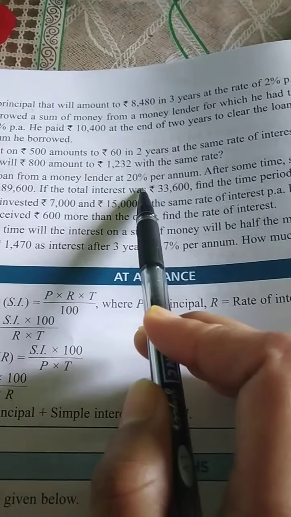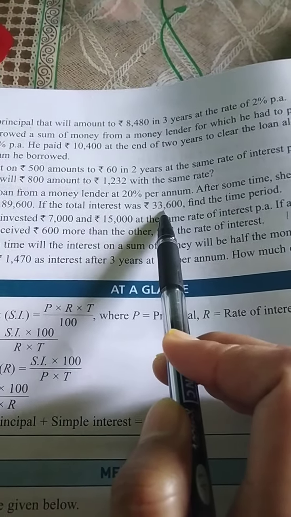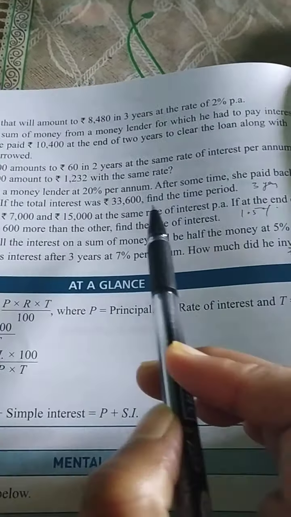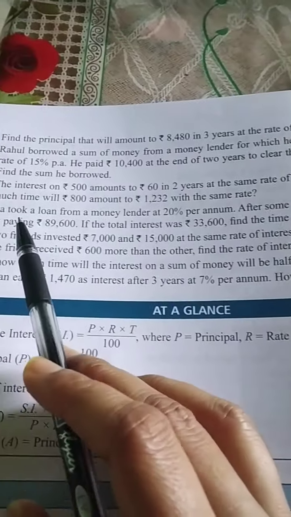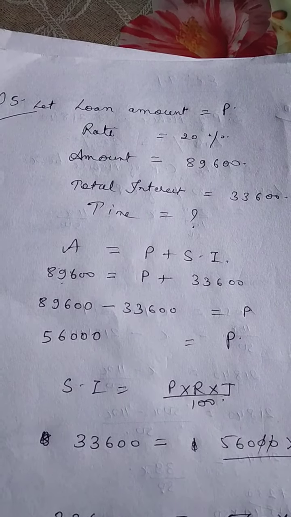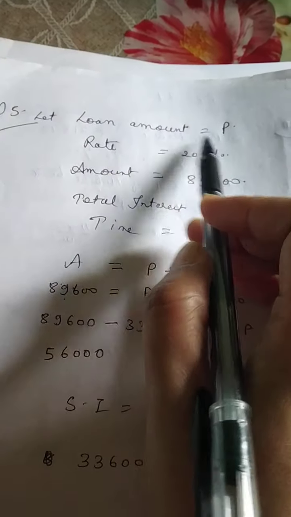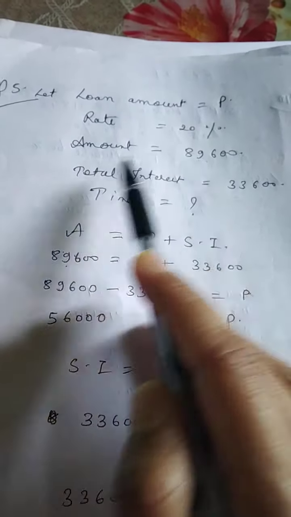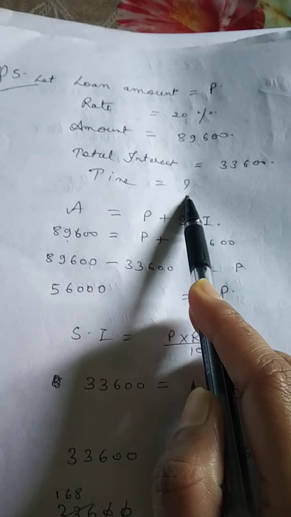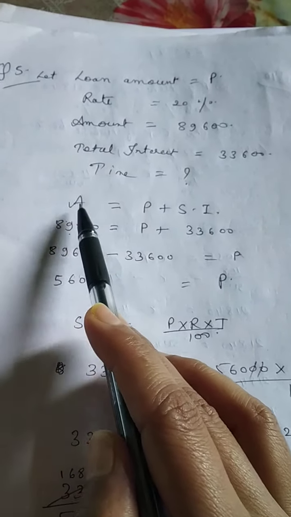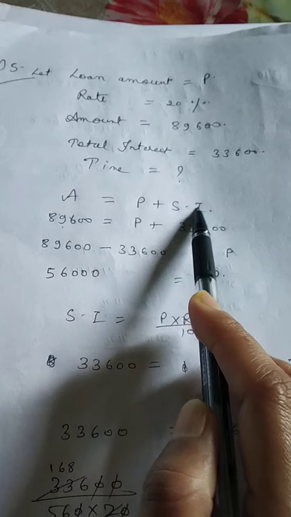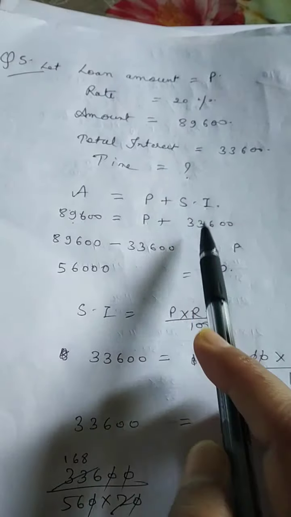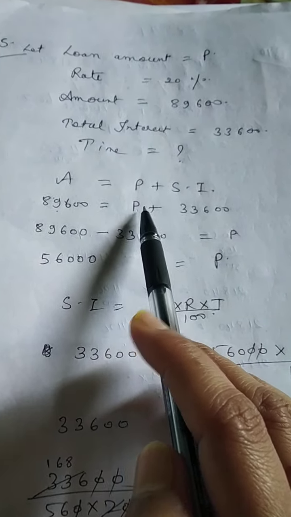If the total interest was rupees this, interest is given here, simple interest is already given in the question, amount is given, rate is given, principal we don't know. Find the time period. We have to find out the time period. Very simple, students, just look at this. We don't know the principal, so let the loan amount be P. Rate is given 20%, amount is given, total interest is also given, time we have to find out. So first of all, by using this formula, amount is equal to principal plus simple interest, we can find the value of P. Because amount is given and total interest is also given, we can simply find out the value of principal.